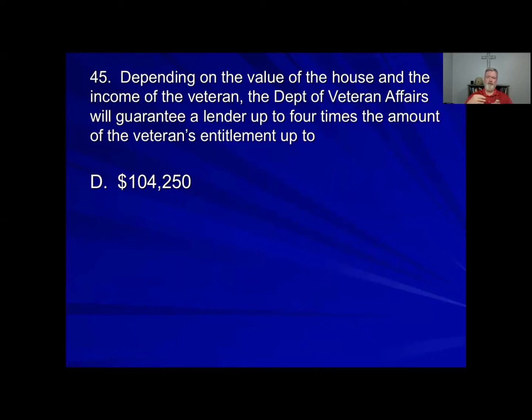So if the government's going to guarantee up to $104,250, then the lender would probably loan somewhere around 4 times that amount. Because if you think about it, if I loan 4 times this amount, that means I have at least 25% guaranteed. So the lender's thinking, well, even if we did have to foreclose, we could sell the property and get at least 75% back out of the sale of the property, because the first 25% up to $104,250 is guaranteed by the VA. So again, that might be another memory item. You just need to know the maximum the VA will guarantee is $104,250.